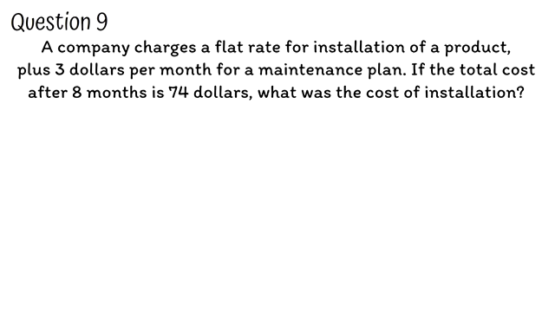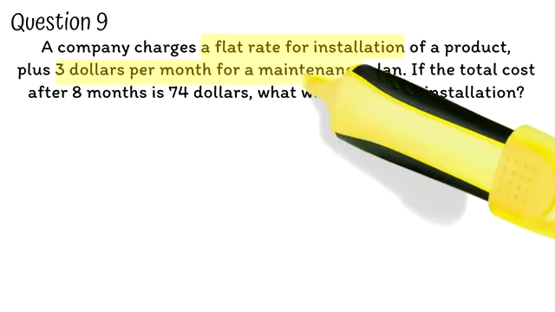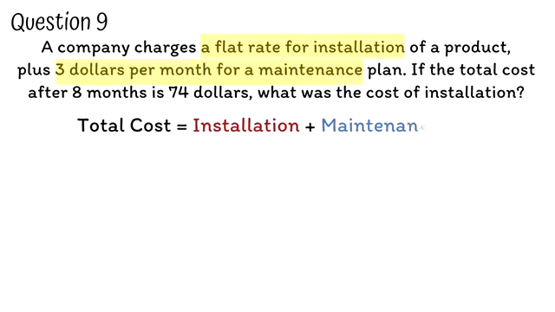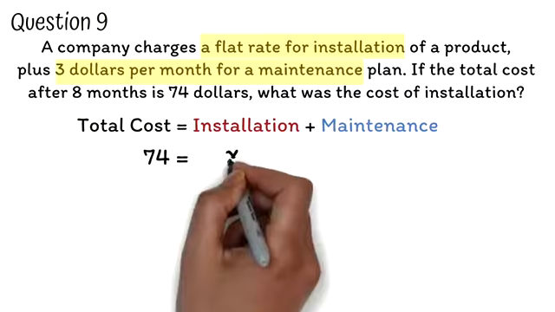The company charges a flat rate for installation and a $3 monthly fee for maintenance. The total cost after 8 months will be the cost of installation, plus the cost of the maintenance plan for 8 months. The total cost has been given as $74. We don't know the initial installation cost. Let's represent it with x.